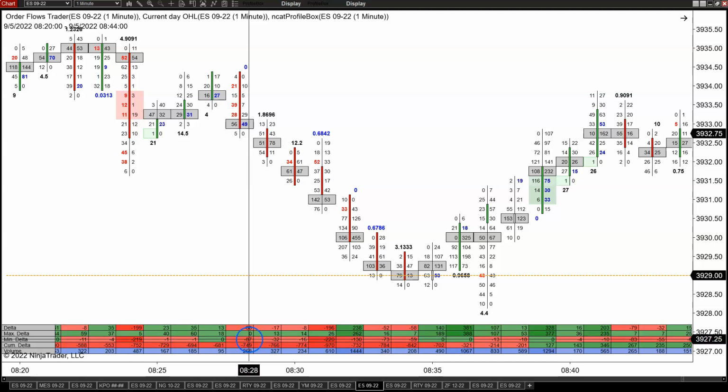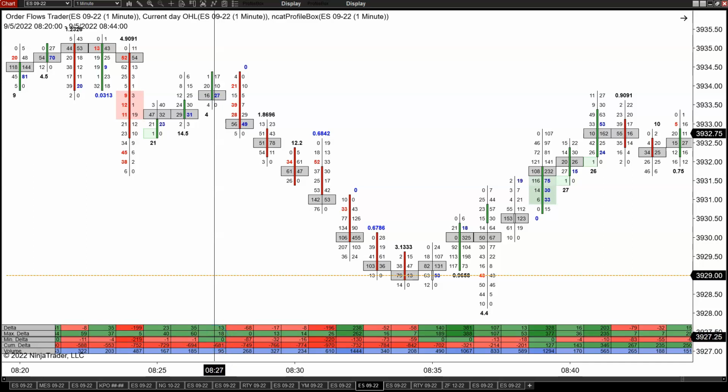Minus 68, it's close to minus 87, so I know that it's closing right near its min delta number, right? So I know that the selling is strong. Now people say, what about this one, right? The max delta is 18, min delta is 0. We closed at 13, so we're only 5 contracts off of our max delta.